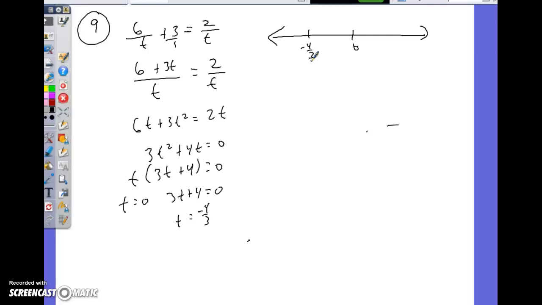You must also include any discontinuities. What? We haven't said the word discontinuities all year long. Now he throws it at me. Places where it's undefined. Where is this function undefined? When t is equal to 0. So I need to put the 0 back in.